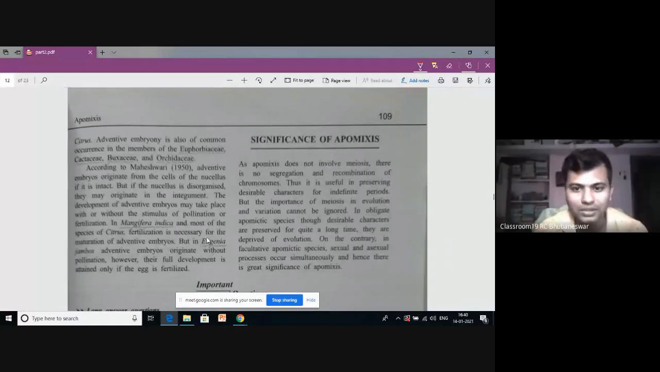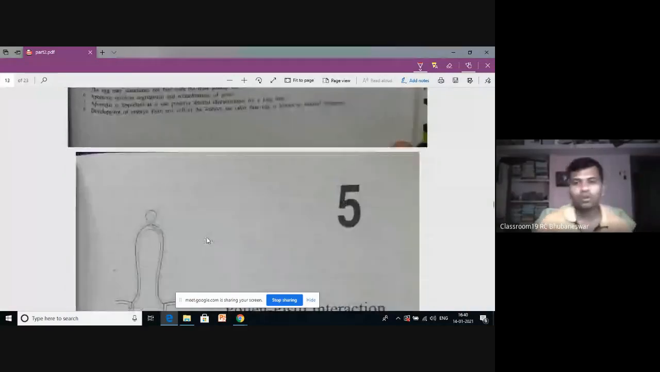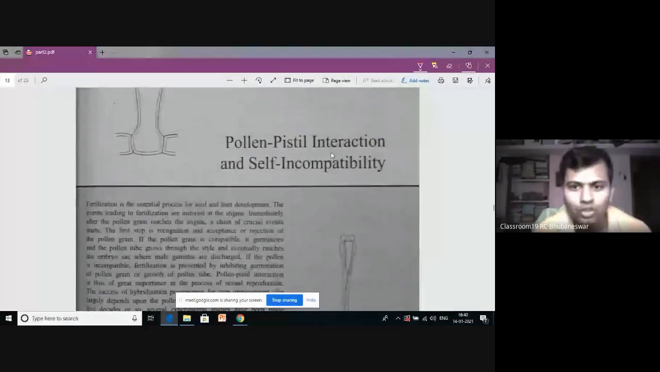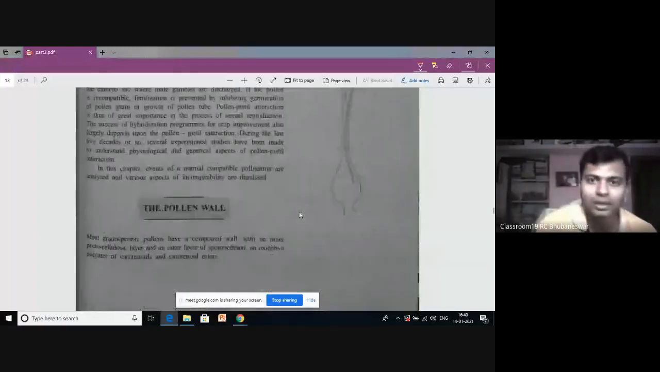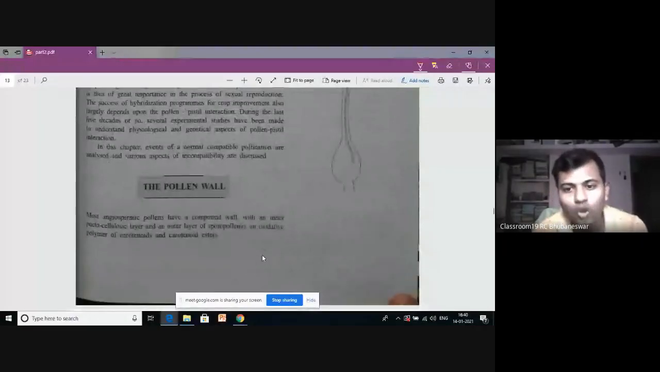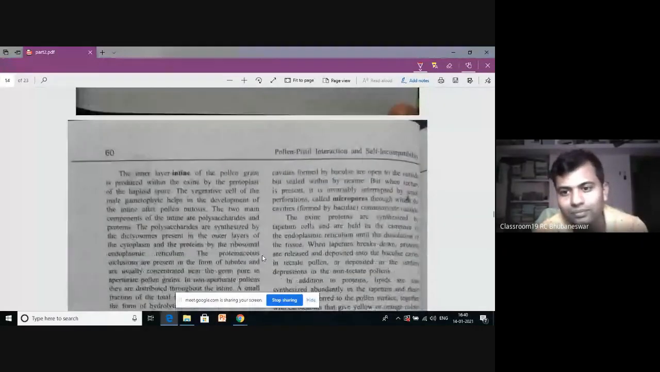Then this is about apomixis. Next, come to pollen-pistil interaction and self incompatibility. First, the concept of self incompatibility. When the pollen grain of the same flower does not germinate or fertilize the egg of the same flower, or when the pollen grain of the same plant does not germinate on the stigma and fertilize the female gamete of the same plant, it is known as self incompatibility.